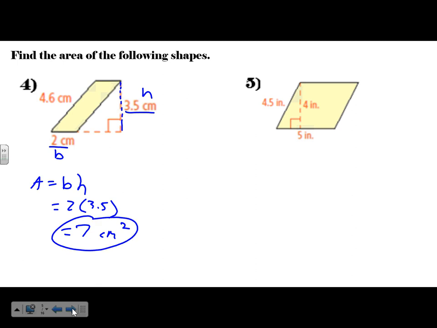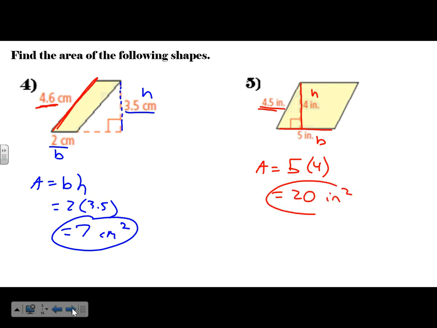Now, this 4.6 is just this slanted side. If you're finding the perimeter, you would use that, but they don't ask for the perimeter. They just ask for the area. Same thing with this 4.5. We don't really use that in this one because all we need is the height and the base. So that's your height, your base. So that is base times height, 5 times 4, 20 inches squared.